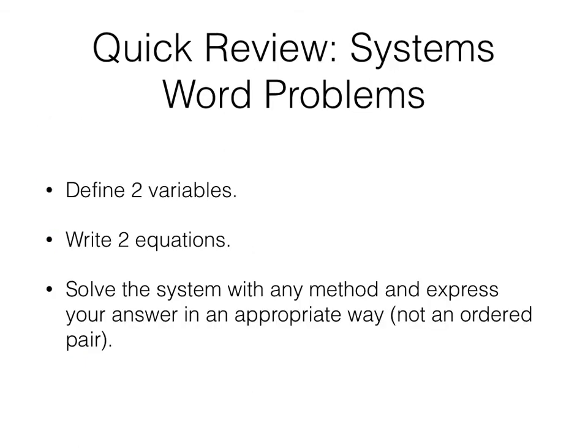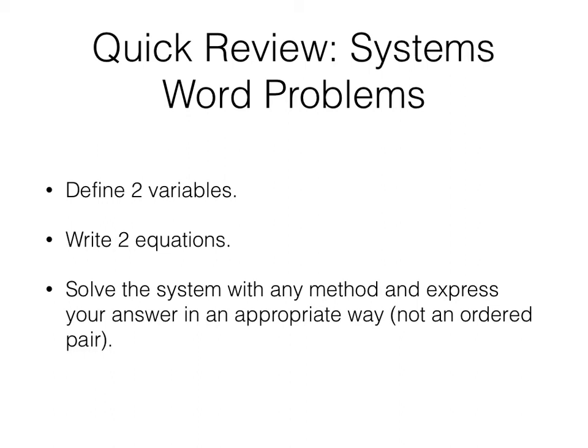So in these systems word problems, you're going to define 2 variables. You're going to write 2 equations. Then you're going to solve the system with any method and express your answer in an appropriate way, which is usually not going to be an ordered pair. It's usually going to be X pineapples and Y Volkswagen Beetles. Those are always my go-to things. I don't know why. But anyway, it's not going to be X comma Y in parentheses for these. It's going to be 2 amounts of something.